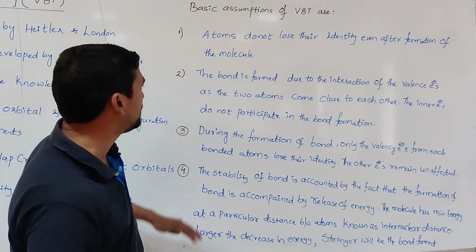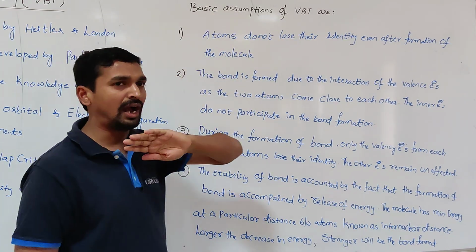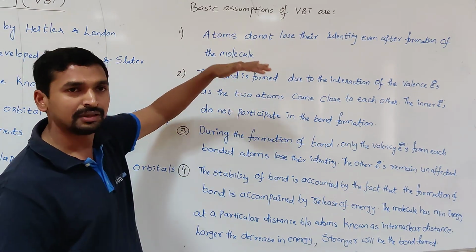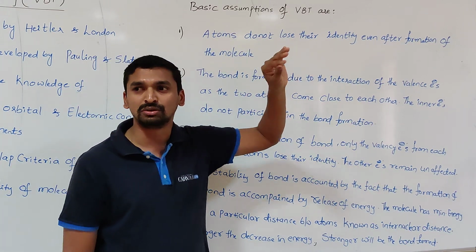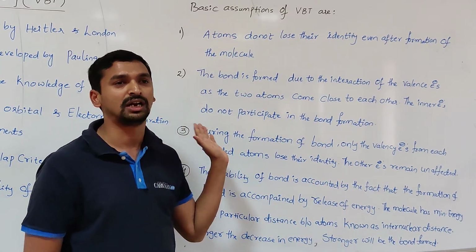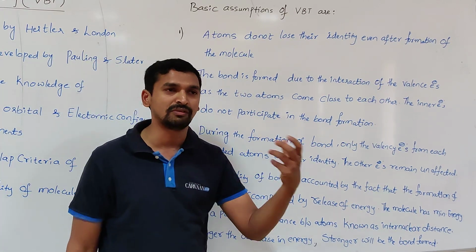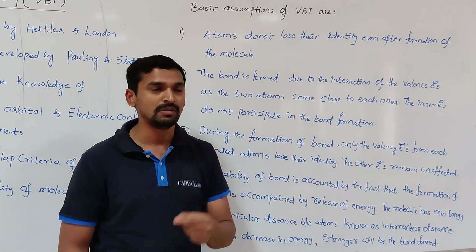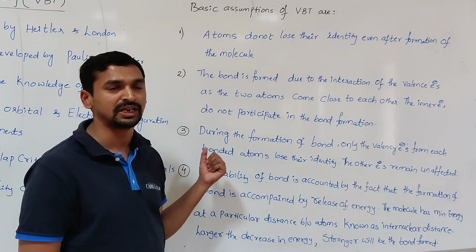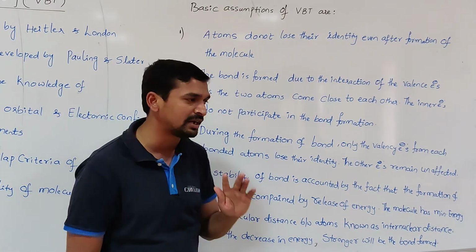So these are the four important assumptions of valence bond theory. Once again, the first one: atoms do not lose their identity even after the formation of a molecule. The bond is formed between the atoms only because of the interaction of valency electrons, but not all the electrons participate in the bond formation. During the formation of a bond, only the valency electrons lose their identity because they participate in the bond formation. The remaining electrons, the inner electrons, do not participate in the bond formation. That's why they do not lose their identity.